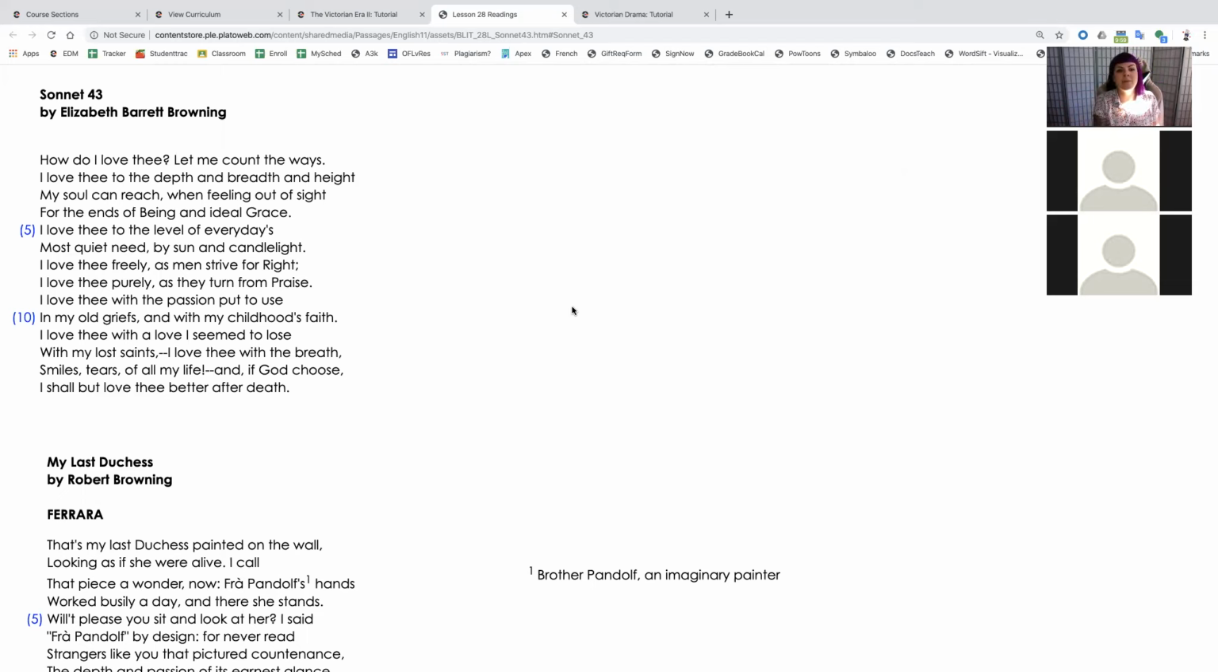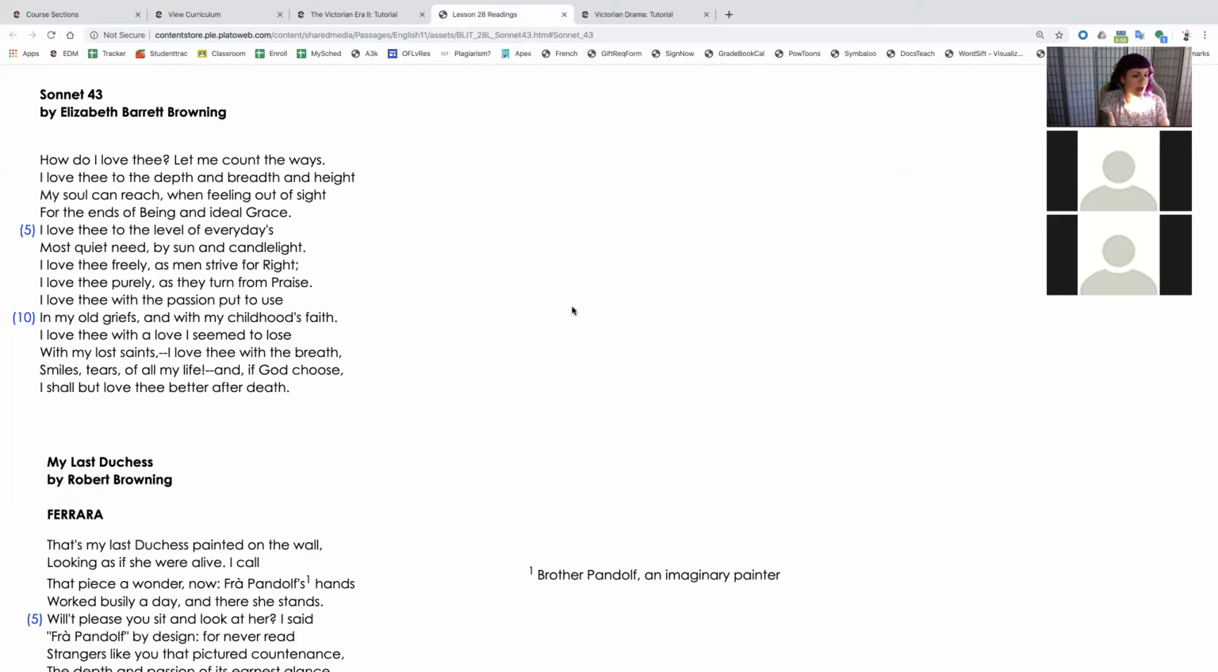I love thee to the depth and breadth and height my soul can reach, when feeling out of sight for the ends of being and ideal grace. I love thee to the level of every day's most quiet need, by sun and candlelight. I love thee freely, as men strive for right. I love thee purely, as they turn from praise. I love thee with the passion put to use in my old griefs and with my childhood's faith. I love thee with the love I seemed to lose with my lost saints. I love thee with the breath, smiles, tears of all my life. And if God choose, I shall but love thee better after death.